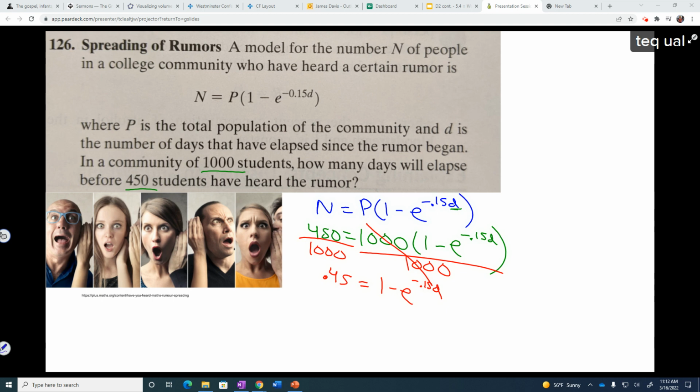Basically, we're just trying to get the e by itself first, and then we'll get to that d. But we've got to get rid of this 1, right? So we'll subtract 1. Don't add 1, it's subtracting 1, because there's an invisible plus sign in front of this one. We'll subtract 1. So we get negative 0.55. The e still has a negative with it as well. Right? Both negative. So what do we do now?